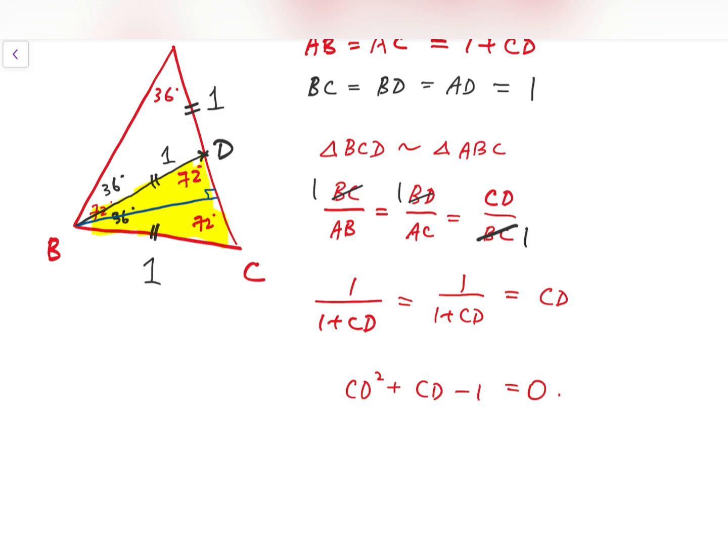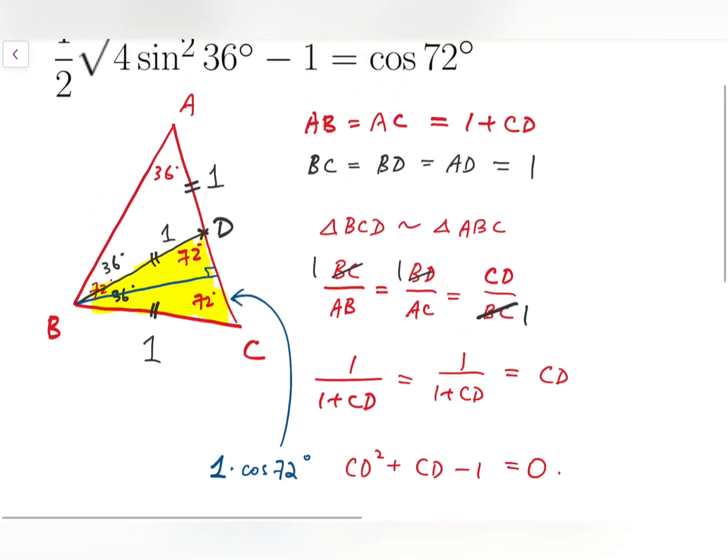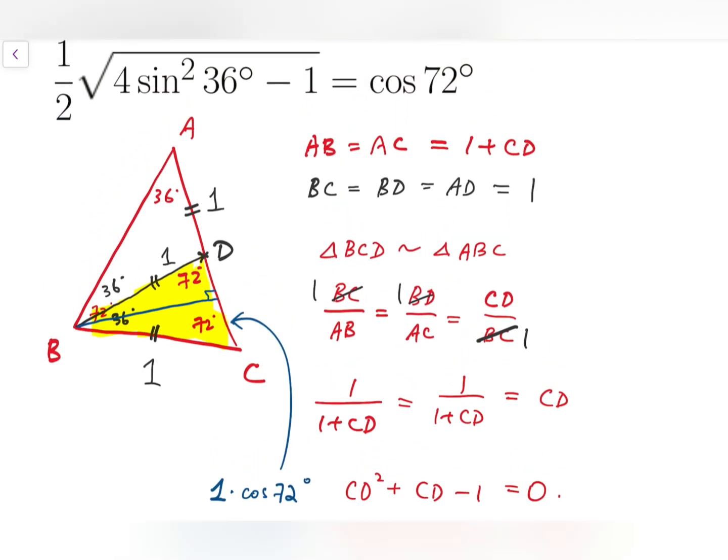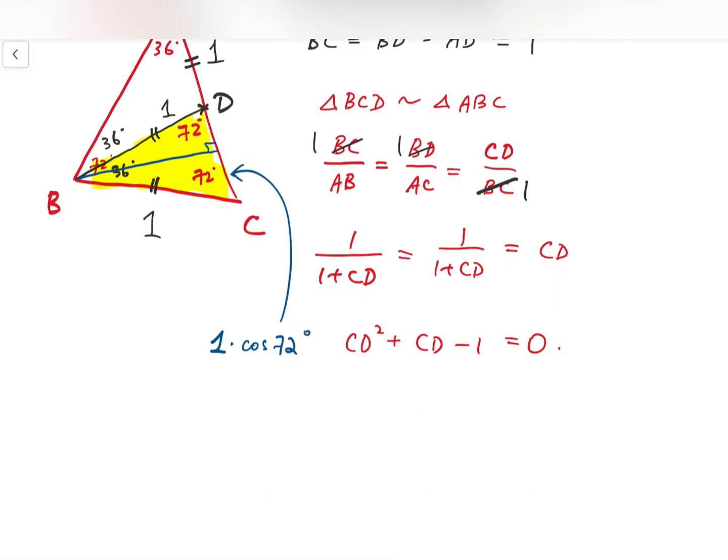we actually have, say, this part to be 1 times cos 72 degrees. We're starting to get closer to what we want because our expression contains cos 72 degrees. And because that's half of CD, we know CD equals 2 times cos 72 degrees. Now putting that into our quadratic equation, we have 4 cosine squared 72 degrees plus 2 cosine 72 degrees minus 1 equals 0.